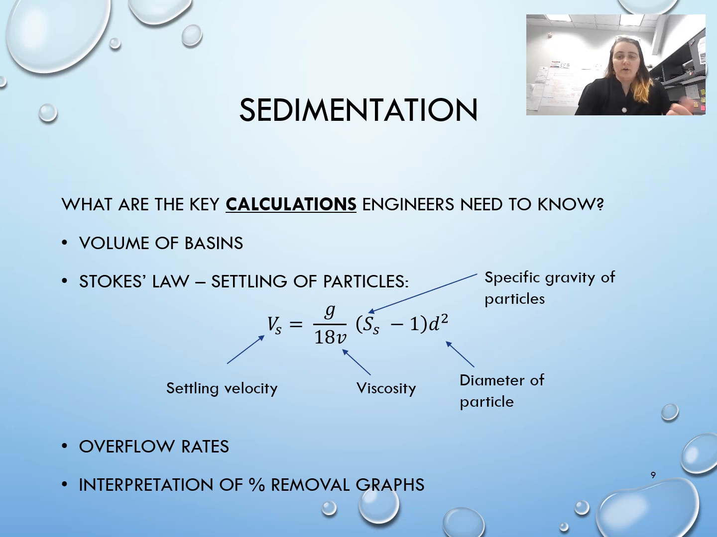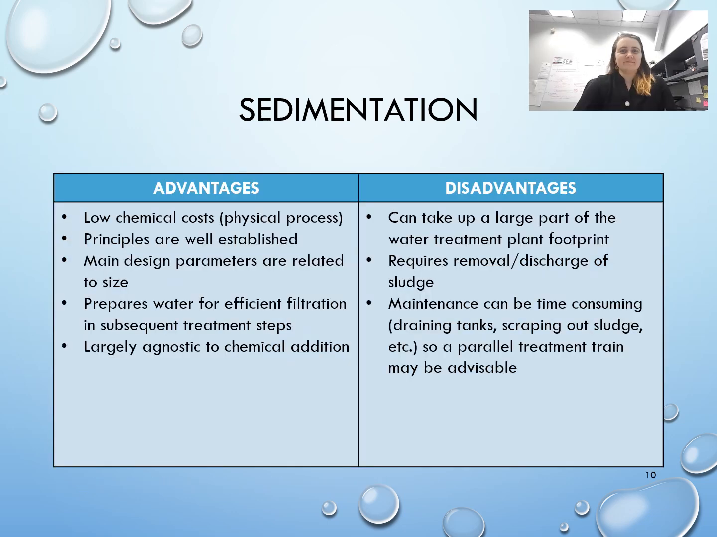We're also going to need our overflow rates. So we're going to need to be able to calculate those based on volume and flow rate. And then we're going to need to be able to interpret what we call percent removal graphs. So over time, you're going to remove a percent of solids very quickly, and then it's going to take longer for some other solids. So interpreting those graphs is a good thing to know as an engineer.